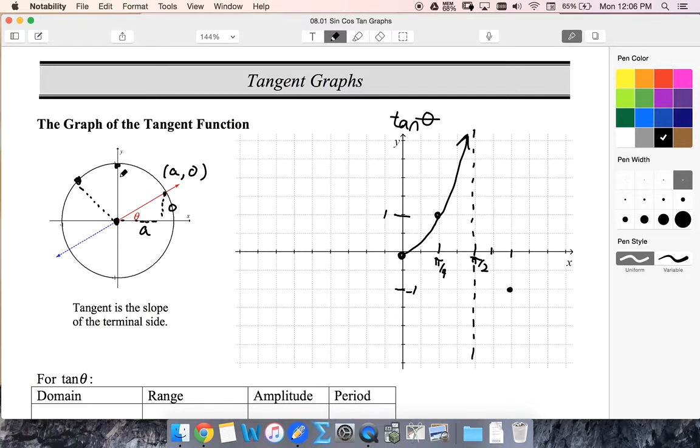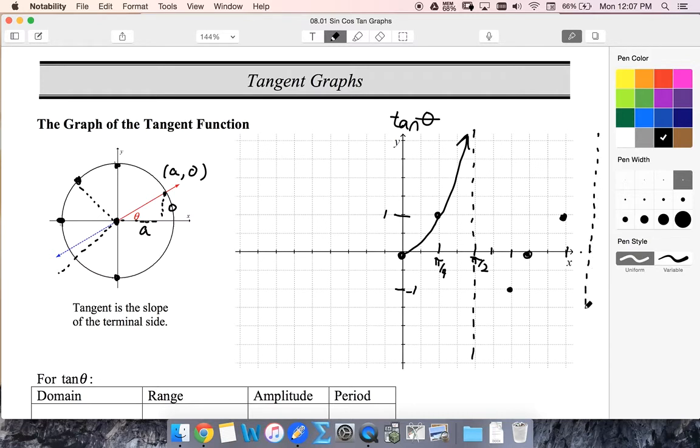When I have over at negative pi, then I have a slope of 0. When I'm down at 5 pi over 4, then I have a slope of positive 1. So 5 pi over 4, we get positive 1. And then if I get all the way around to 2 pi, at 3 pi over 2, I come here next, and I have another infinite slope. So 1, 2.